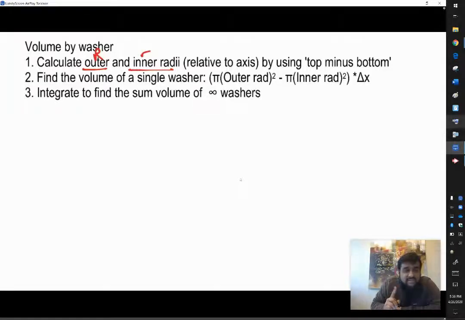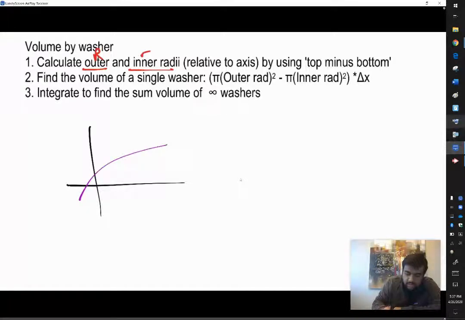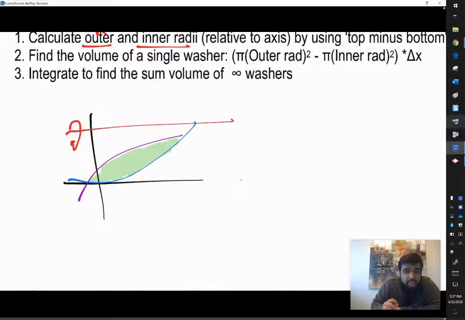And what defines the outer and what defines the inner is always relative to an axis. Let me show you what I mean. Let's say we had the following curves, purple and blue. If I'm revolving this green region between them around the red line, then the outer function is the blue curve, and the inner function is the purple curve. Outer and inner is a term we define relative to the axis of rotation. So if I revolve around that red axis, you're going to get an outer blue and an inner purple.